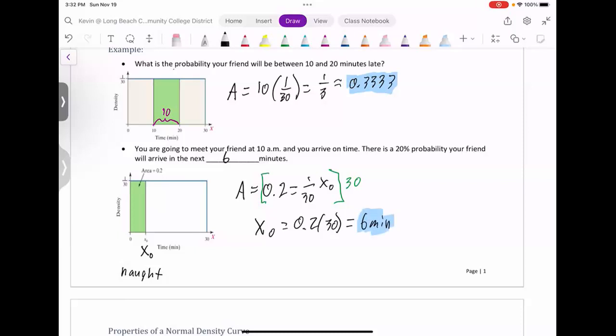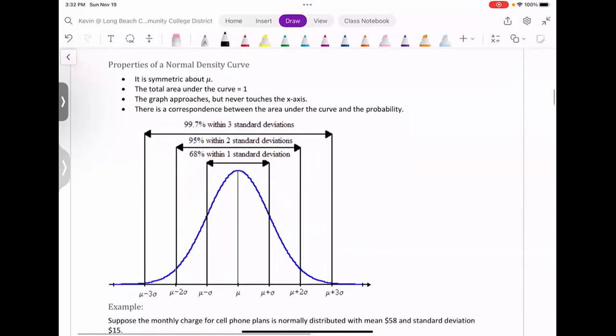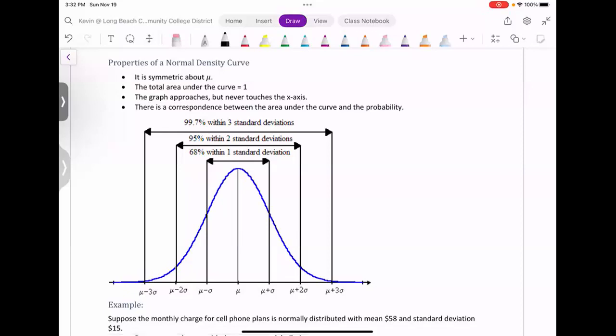Not too bad when it's uniform like that, when we have nice pretty rectangles. Of course, in real life, when we have a normal distribution like we have here, rectangles aren't going to cut it. So we're going to have to use some technology here. Properties of a normal density curve.